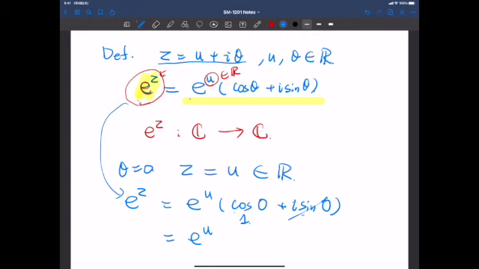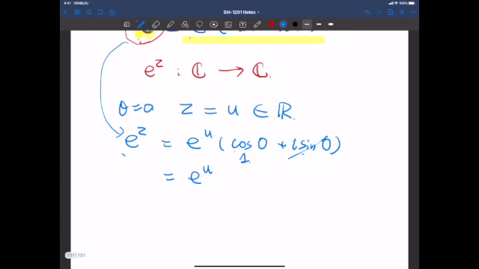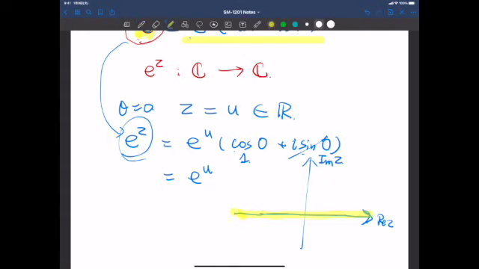So this exponential function is defined on the entire complex plane, for real and imaginary parts of z. But as long as the real axis is concerned, on this axis, this function is the same as the exponential function we have defined for the real domain.